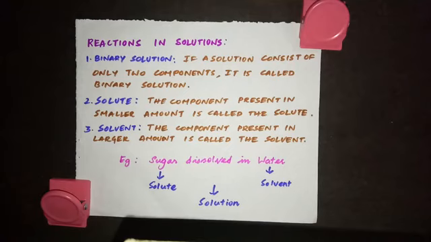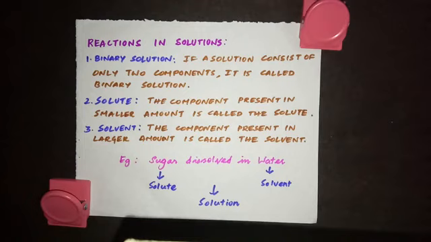Before we get into the concentration terms, let's define a few terms. The first one is binary solution. When you take a solution and two components are present in that solution, then we call it a binary solution. So if a solution consists of only two components, then it is called a binary solution. The next term is solute. The component present in smaller amount is called the solute. And the third one is solvent. The component that is present in larger amount is called the solvent.